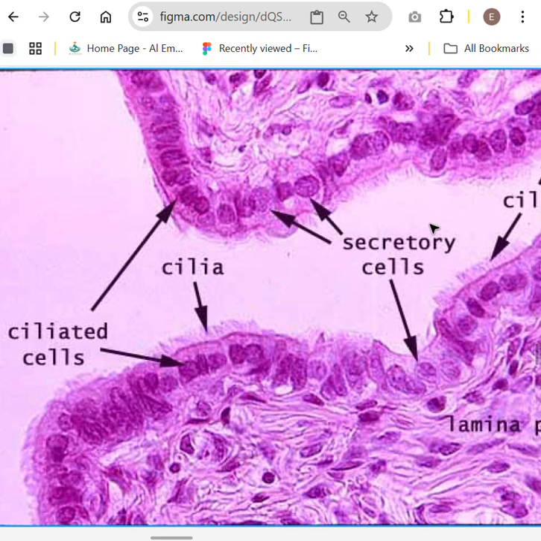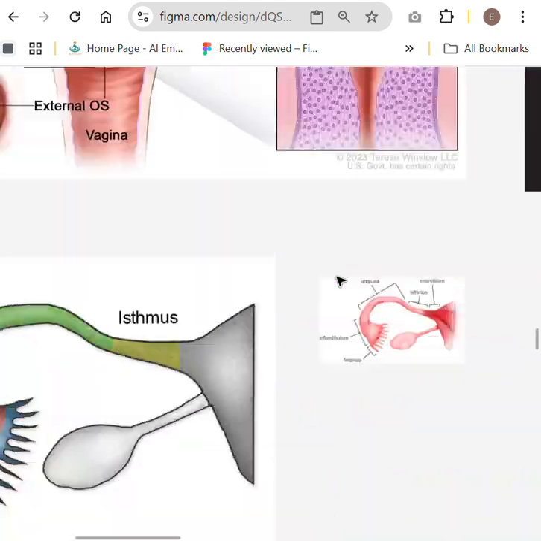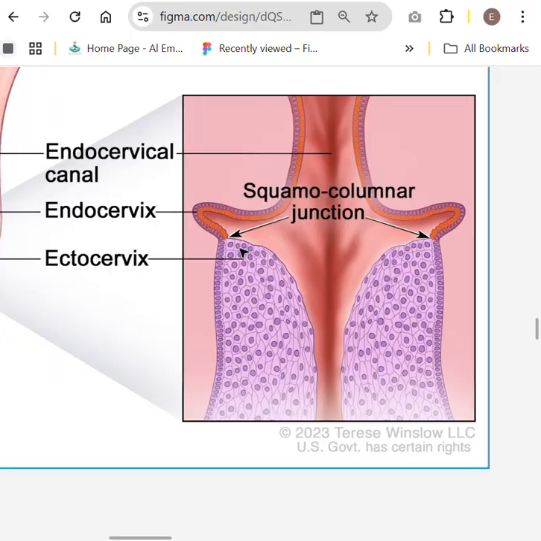This epithelium changes to stratified squamous epithelium around the region of the external os, and the junction of these two types of epithelium is called the squamo-columnar junction. But up ahead of this, the area is ciliated, and it has columnar cells, right?